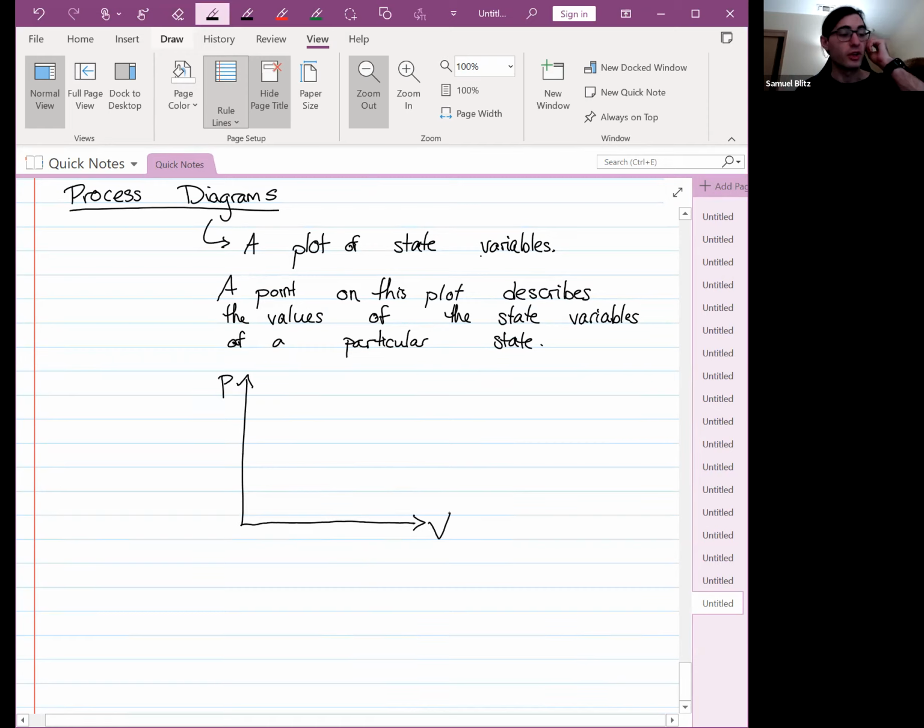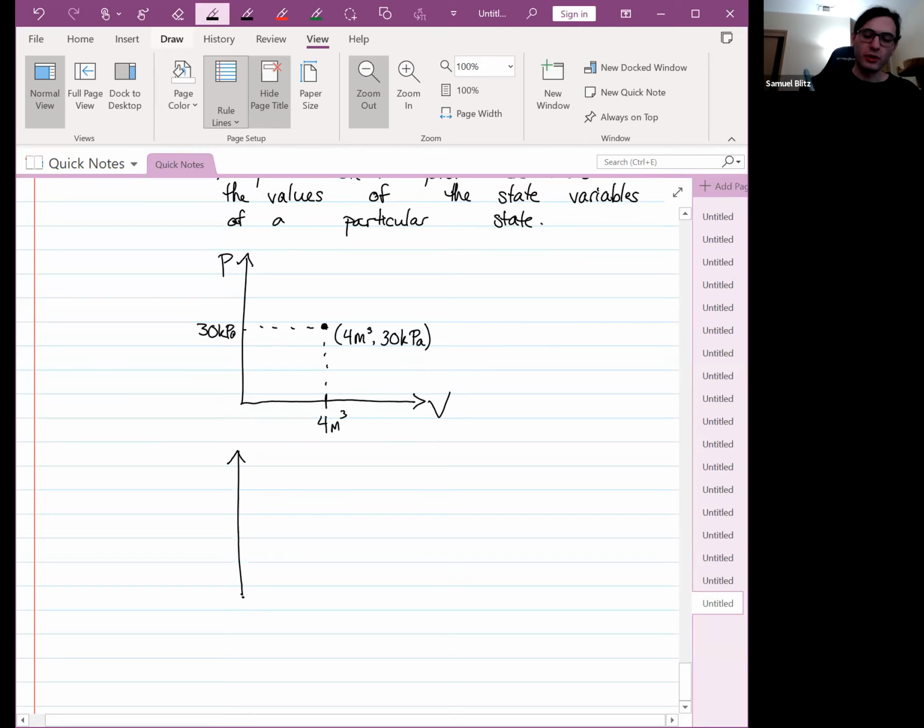So if we were to plot pressure and volume, and we just plopped down a point here, well, that's a point in the pressure volume space, and maybe that point is 4 cubic meters and 30 kilopascals. It's just a point, right? It has 30 kilopascals here, and it has 4 cubic meters here. And then you could do another plot with another set of variables, maybe P and T, right? And maybe it's over here. And maybe this one has the point 30 kilopascals and 415 Kelvin.